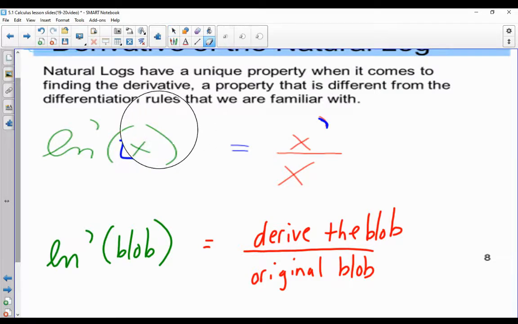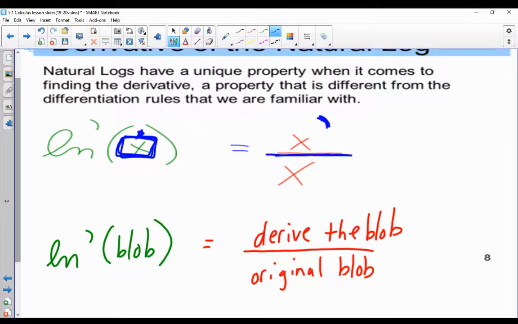basically what's really special about the natural log is that it really only involves what you have inside its parentheses. And basically what you do is you first derive what's in the parentheses, or in other words, find the derivative of that. And then once you have that, you're going to divide it by its original equation. Or in other words, since in this case the original was x, on bottom you would put x.